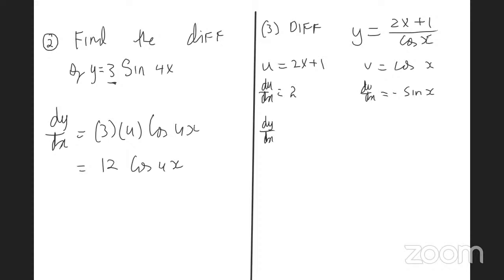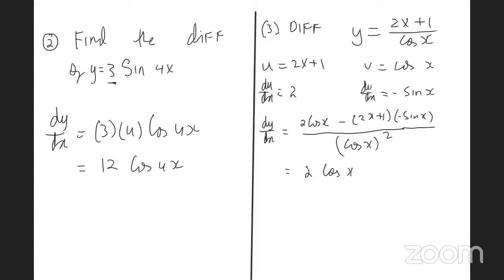dy/dx is what? Remember, it's v du. So that's 2 cos x minus u dv, that's minus sine x, right? All over v squared, cos x squared. So we'll be left with 2 cos x plus 2x plus 1 by sine x. No need to multiply it all out because it's not going to look any nicer.